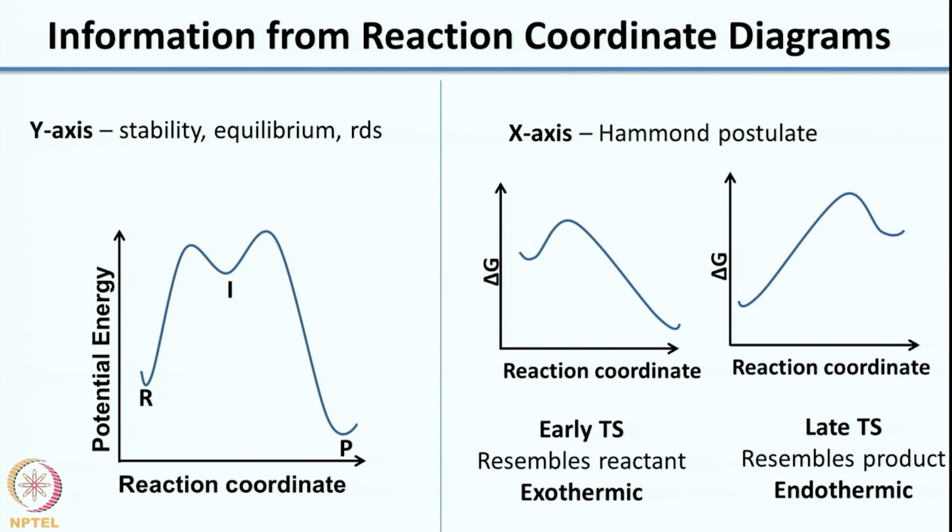As an extension of that, we had said that if you have a highly exothermic reaction, so an exothermic reaction is a reaction giving out heat, you would see an early transition state. Whereas if you have an endothermic reaction which is taking up heat, you would see a late transition state. And of course, we had looked at several examples on how you can use this Hammond postulate to explain selectivity. Then we had seen how we can use reaction coordinate diagrams to determine major products.